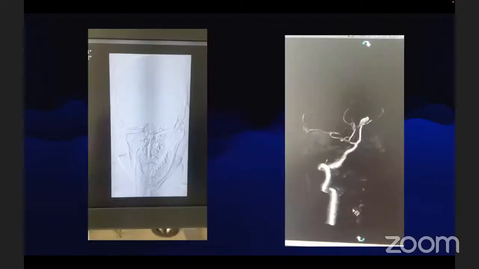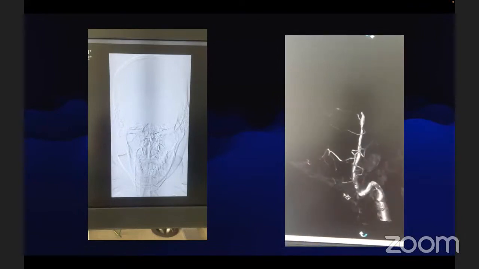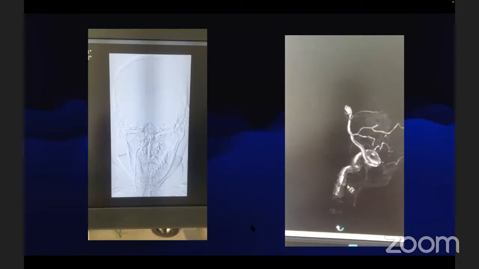So what are the modalities we have at present? Treating this big aneurysm with surgery is very tricky. Surgery is an option for large aneurysms, but I don't think any neurosurgeon is going to touch this. The second option is endovascular treatment. In this situation, we first have to secure the aneurysm.